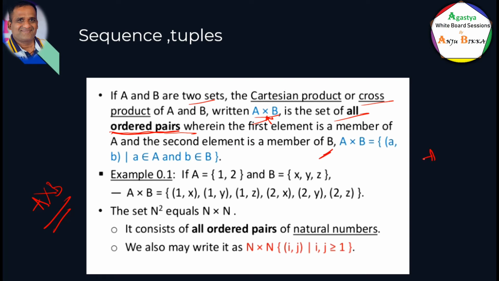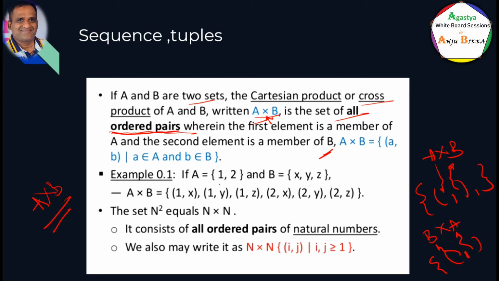When we say A cross B, it is a set of all ordered pairs, where the first element is from A and the second element from B. If we write B cross A, then the first element belongs to B and the second element belongs to A. These two are separated with a comma.